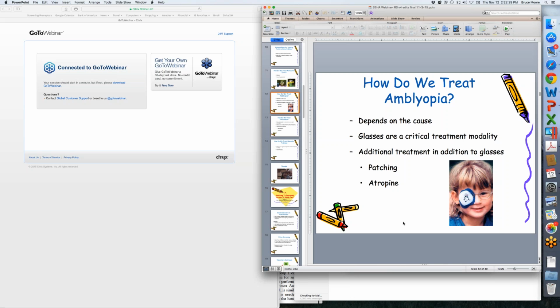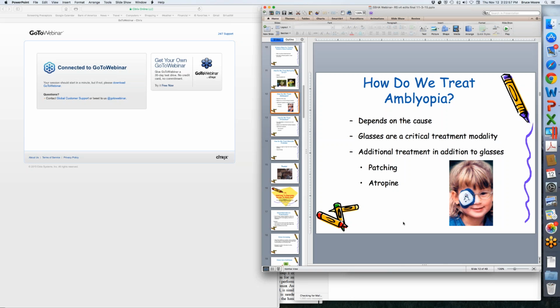Glasses are the first line of treatment. If we're not successful in treating this, this becomes permanent vision loss. And it affects more people than all of the causes of vision loss combined. People think about cataracts and glaucoma and macular degeneration. Those are not conditions that affect children. Amblyopia is. Eyeglasses are invariably the first and most important treatment.